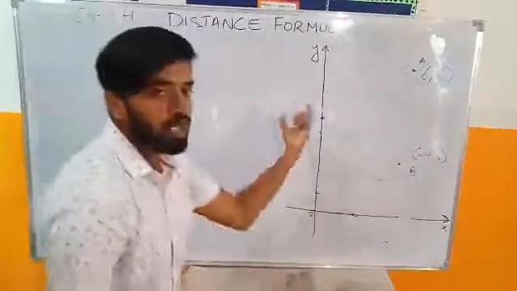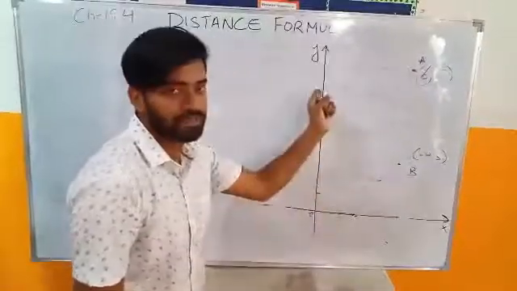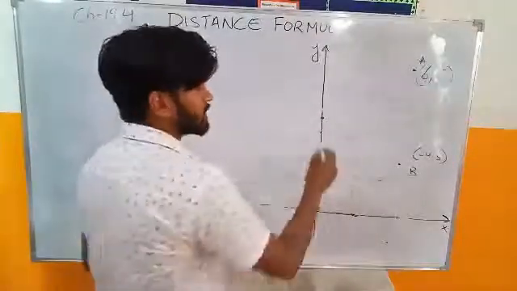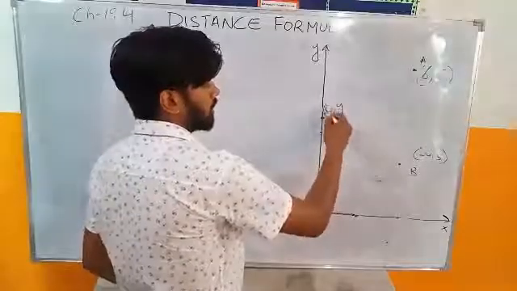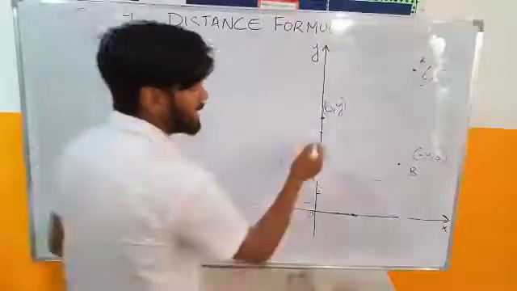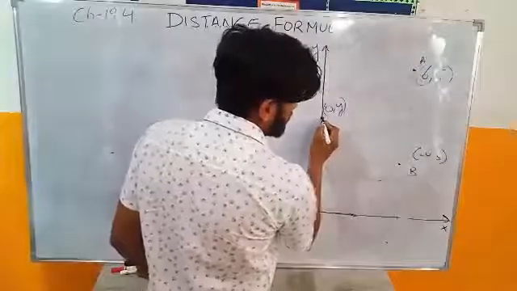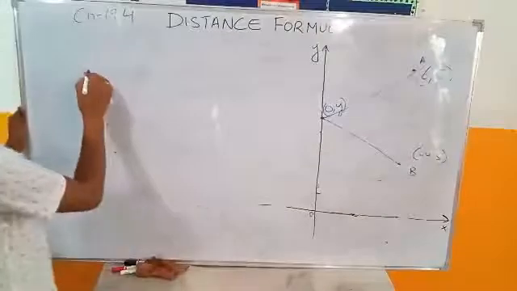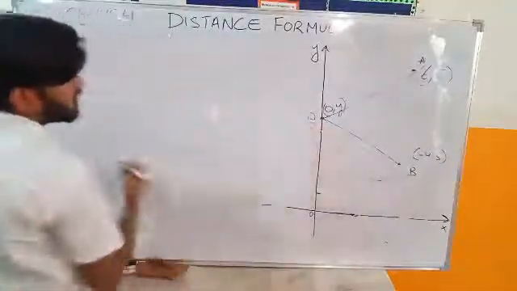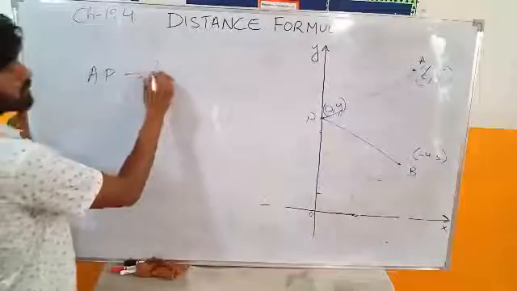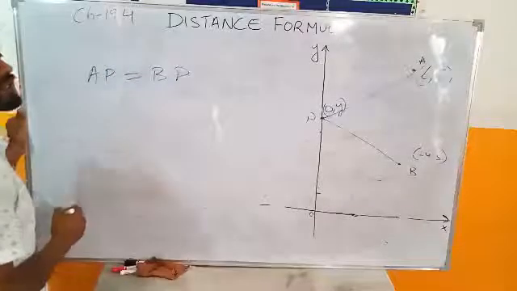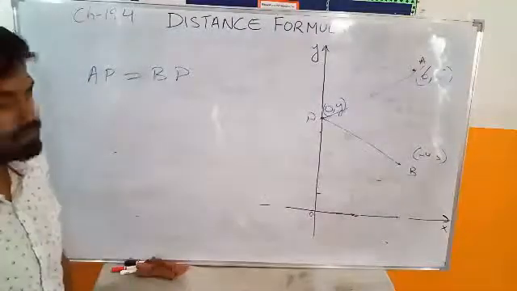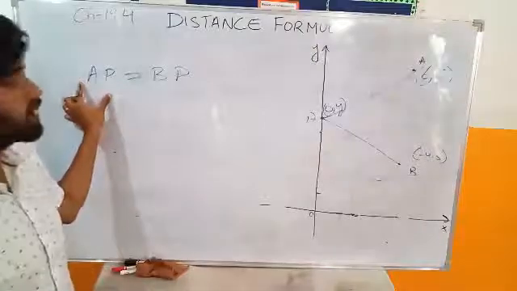Now I have to figure out a point that is lying on the y-axis. Remember, if I plot any point on the y-axis, it's going to be (0, y). And they said that this point is equidistant from B and A. So what they are trying to say is, let's name this P, that AP equals BP. This is what they are trying to say: the distance between A and P is equal to the distance between B and P. You know how to find the distance for AP.